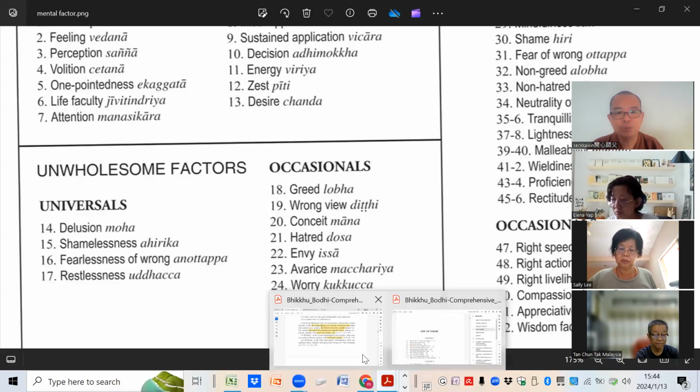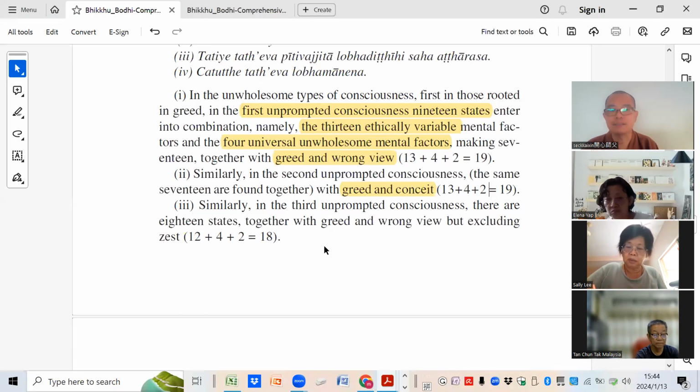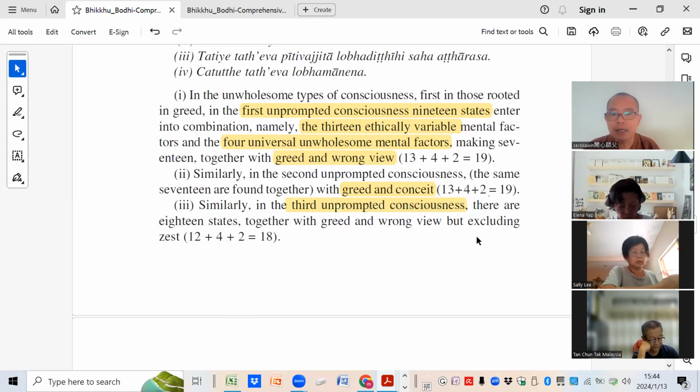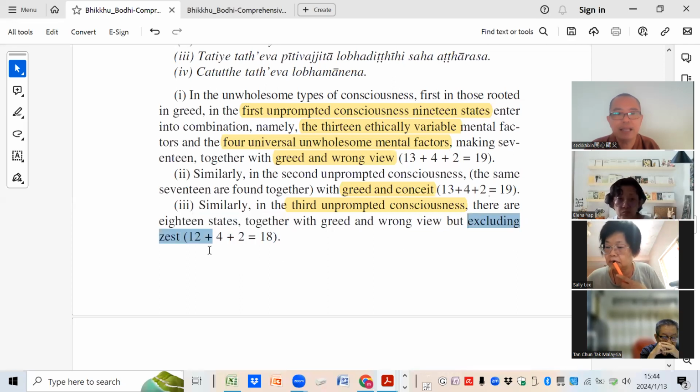Okay, now we come to the third one. You see here. Similarly, in the third unprompted, where is the third unprompted? Let's take a look at the third unprompted consciousness. So they will get 18 in total. Why? Because, class, you see, excluding the zest. Zest has been excluded, so we minus 1 to become 18.